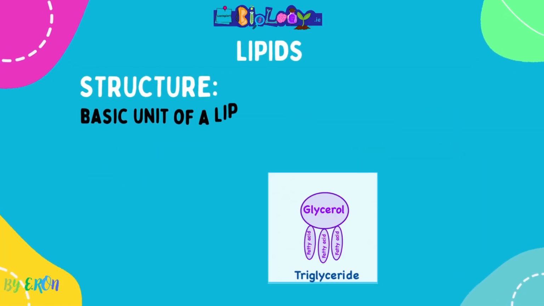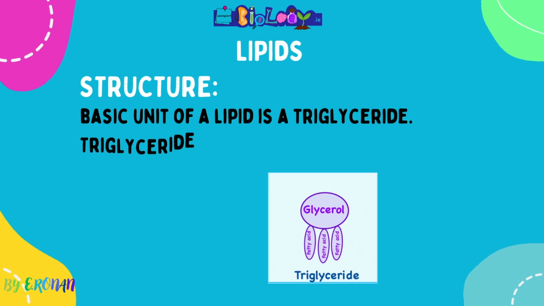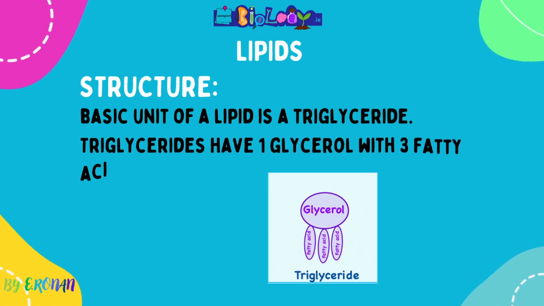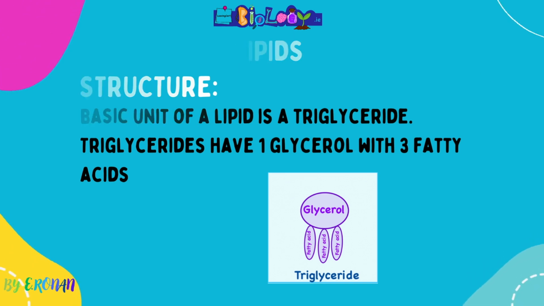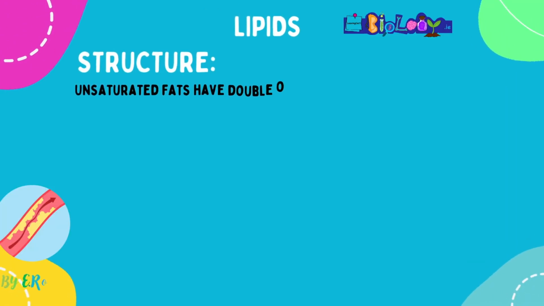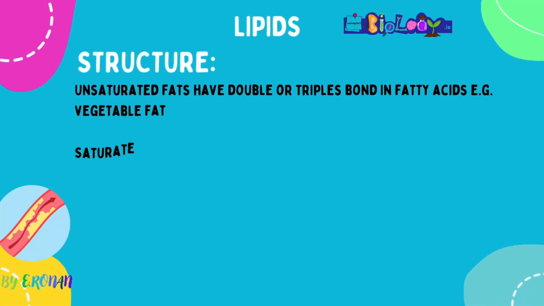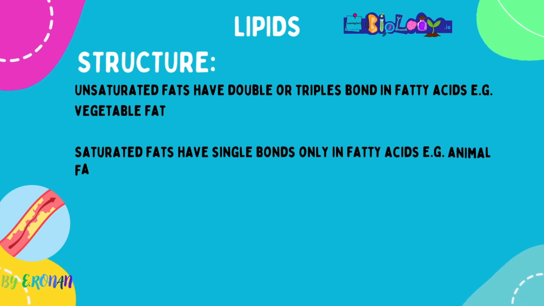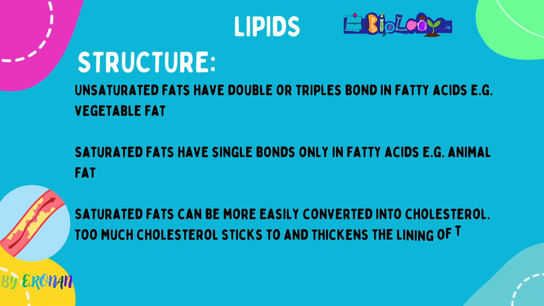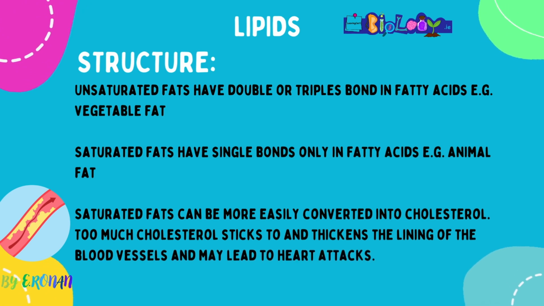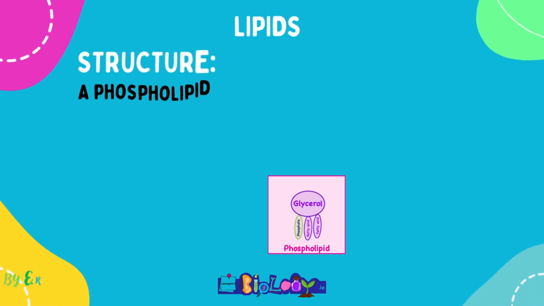Talking about the structure, we need to know the basic unit of a lipid, and it's known as a triglyceride. You'll see it drawn here. A triglyceride has one glycerol and 3 fatty acids. Tri for 3. So that is the basic unit of a lipid. Make sure we know how to draw it as well as describe it. Then we have saturated and unsaturated fats. Unsaturated fats have double or triple bonds, for example, vegetable fat, and saturated fats have only single bonds. Chemistry students will know this particularly well, and an example would be animal fat. You will do more on this in the blood chapter and the heart chapter.